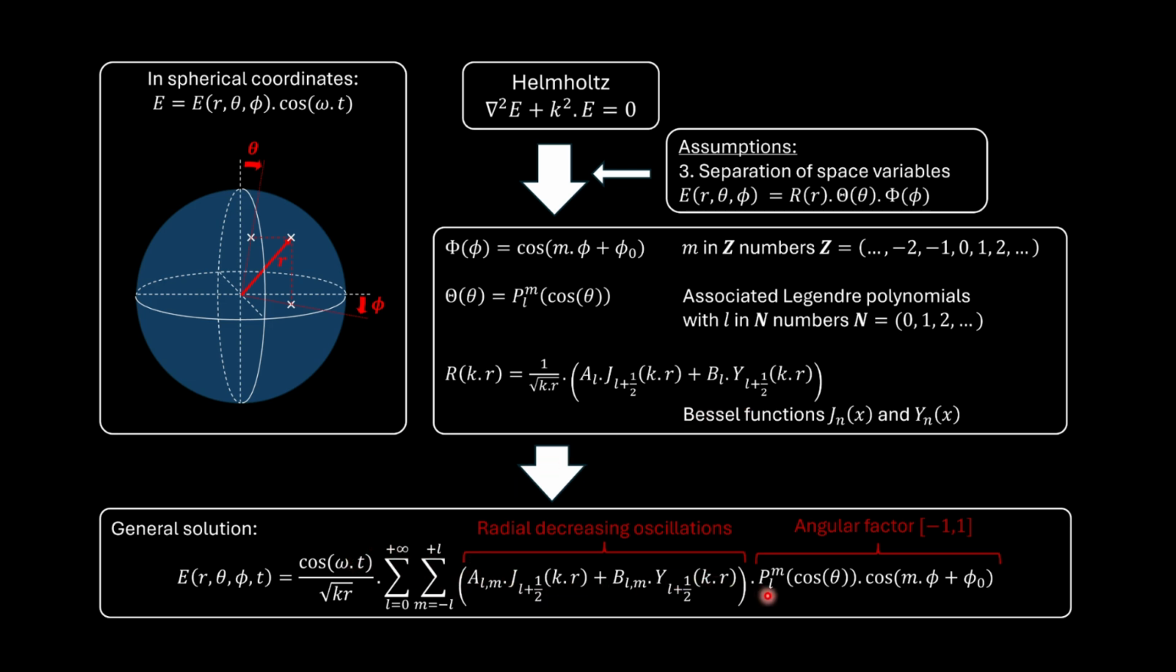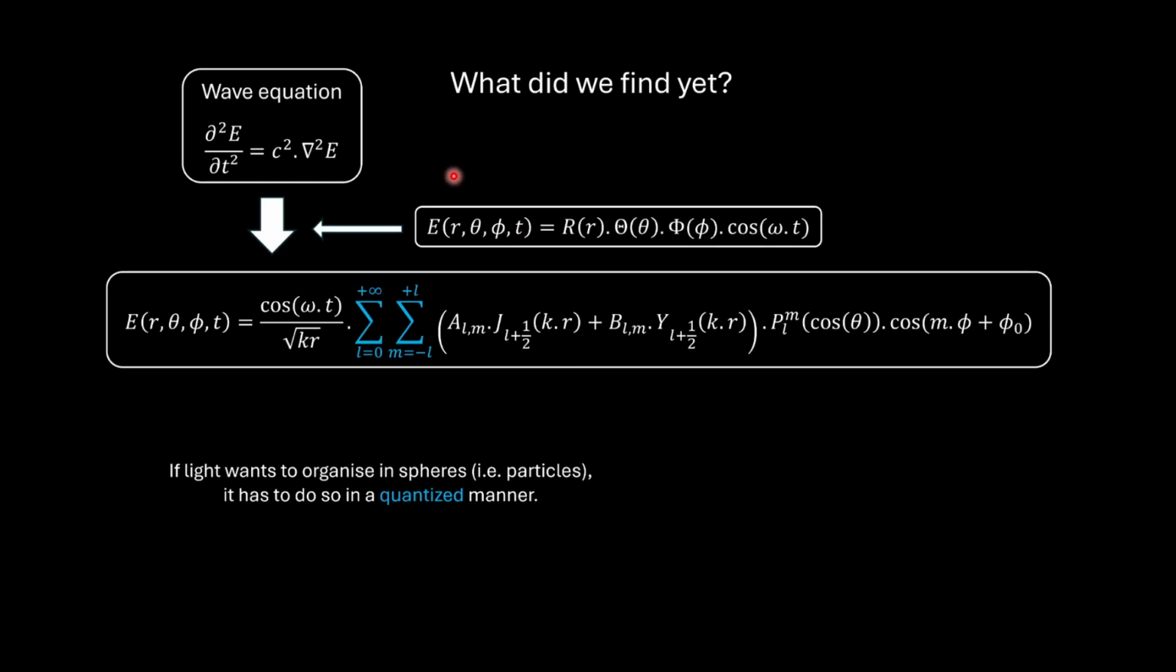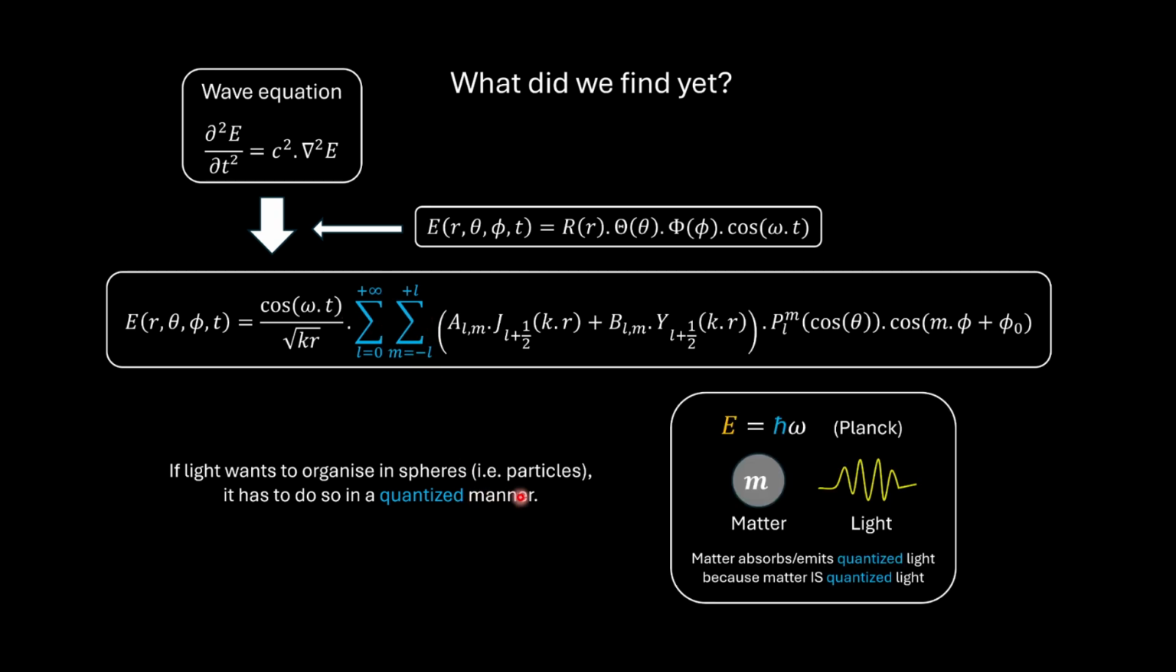This angular part is just a factor between -1 and 1 depending on the angle we are on the sphere, and this part is a radial oscillation that decreases when you go far from the center. Let's pause a second to see what we found. We said that if light goes at the speed of light, if it varies in time at angular frequency omega, and if it wants to organize in spheres, it has to do so in a quantized manner. So it relates to the findings of Planck that matter absorbs and emits quantized light.